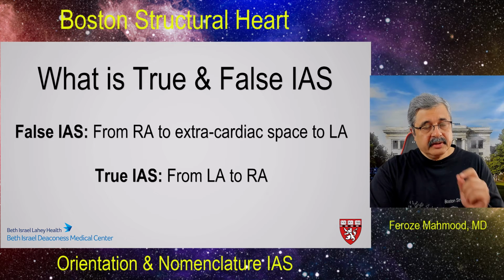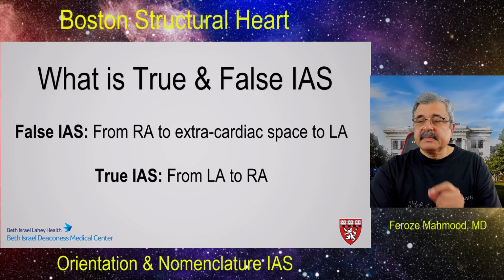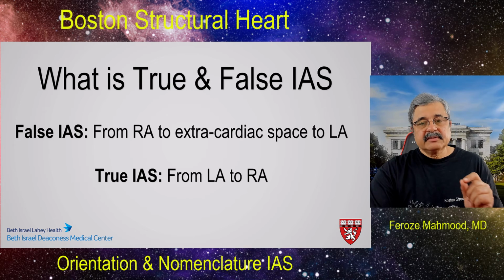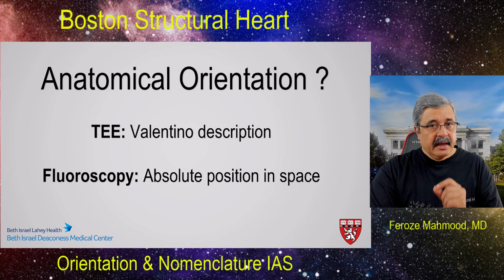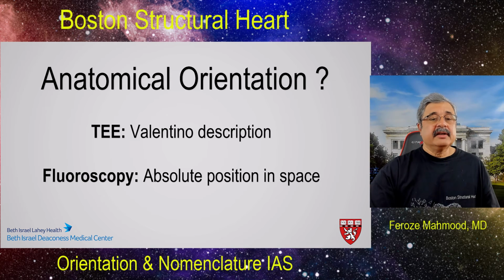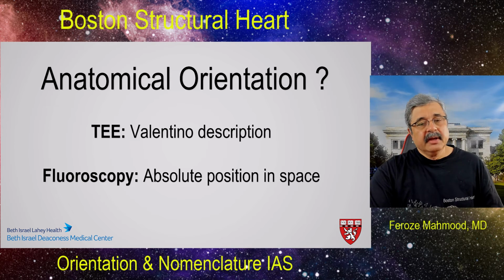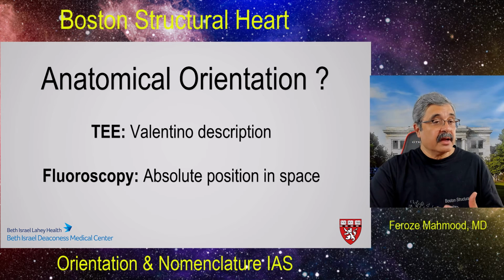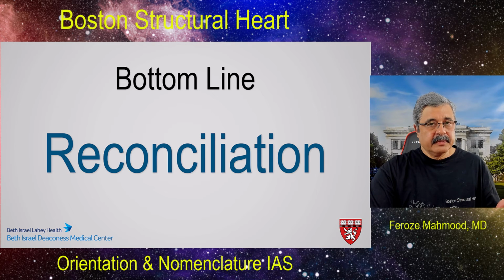So what is the true and the false? Again, false inter-atrial septum is from RA to extracardiac space to LA. True inter-atrial septum is from LA to RA directly. Anatomical orientation, without being explicit, conforms to the Valentino description. Fluoroscopy is an absolute position in space rather than the echocardiographic position. Bottom line is we need to reconcile these things.